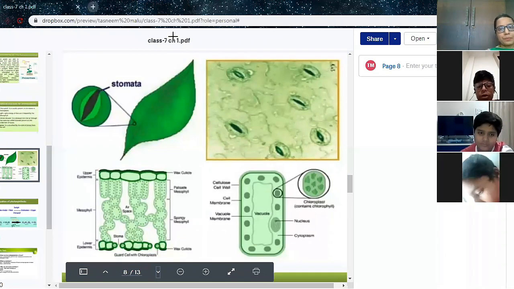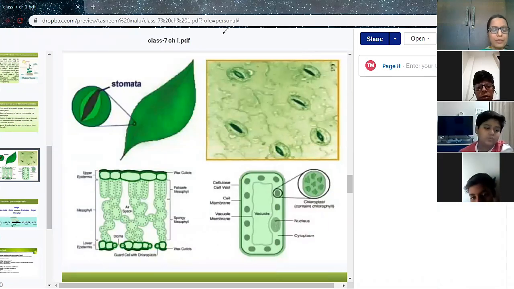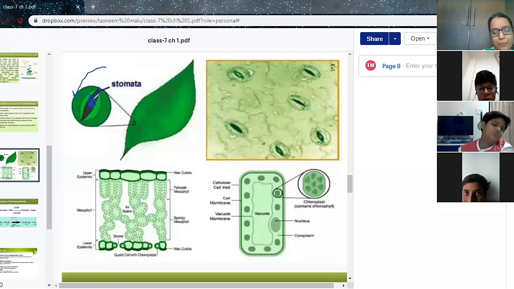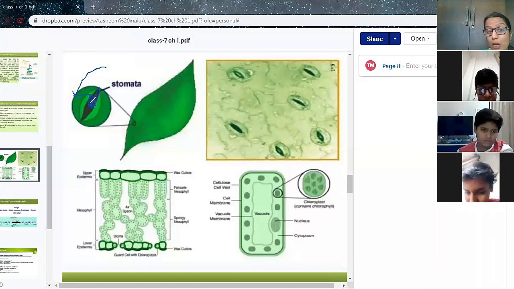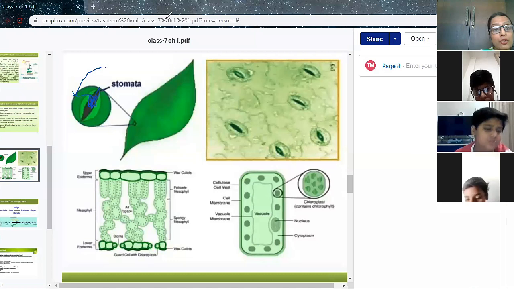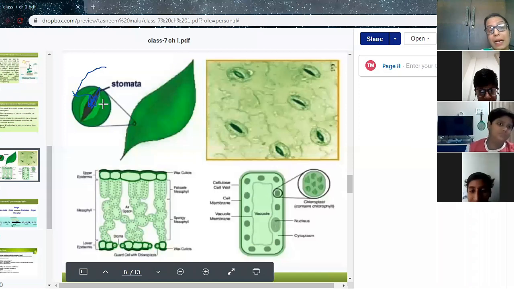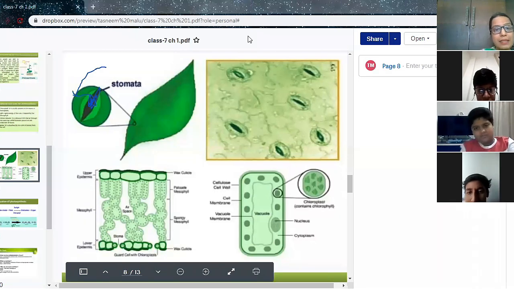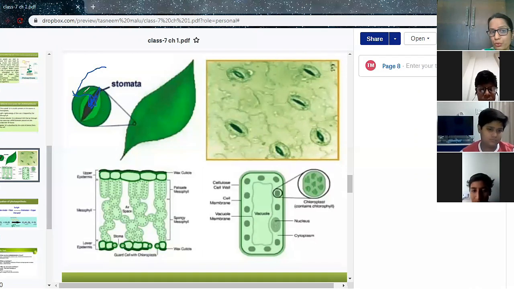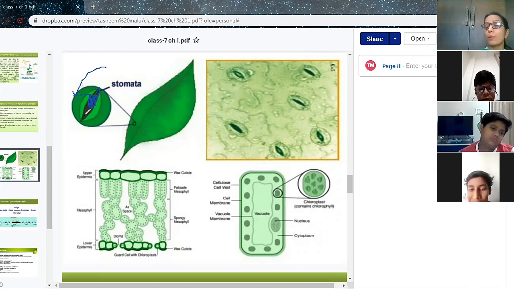Now see, here is the structure of stomata. As I have told, the stomata are present on the underside of leaves. See, this is the stomata. Can you see? The tiny pore present on the underside of leaves. Stomata are guarded by two kidney-shaped cells, and these kidney-shaped cells are known as guard cells. Guard cells control the opening and closing of stomata. So this is the structure of a stomata.